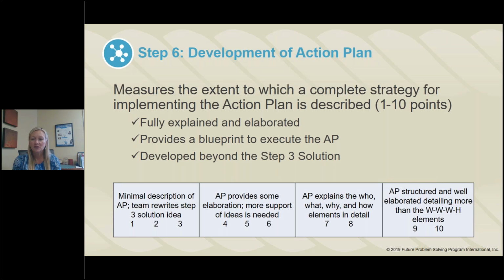So if it is well structured, if it's detailed more than the who, what, where, when, why, and how, it scores a 9 or 10. If it explains those elements in detail, a 7 or 8.